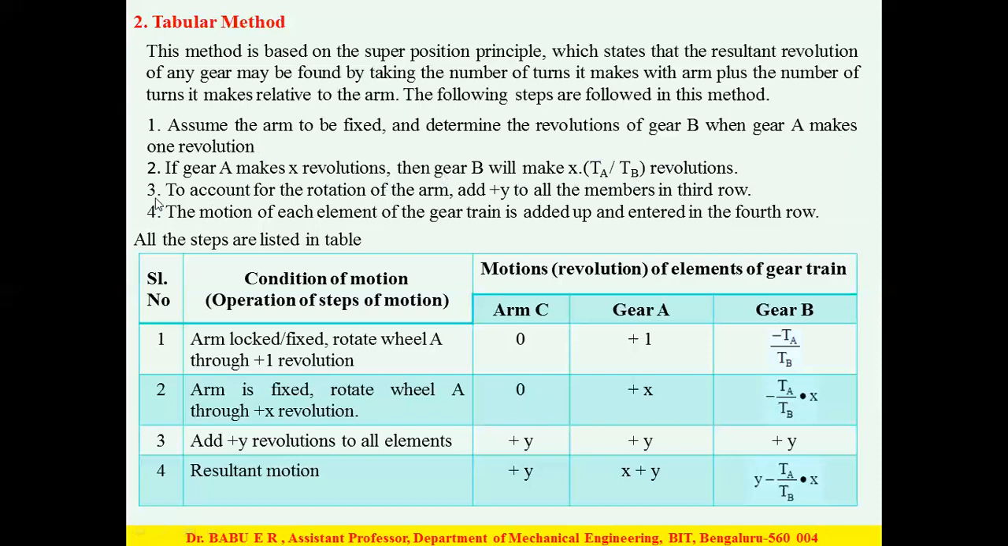The third step is to account for rotation of the arm. In order to consider the arm rotation, you have to add plus y revolutions to all the members in the third row.